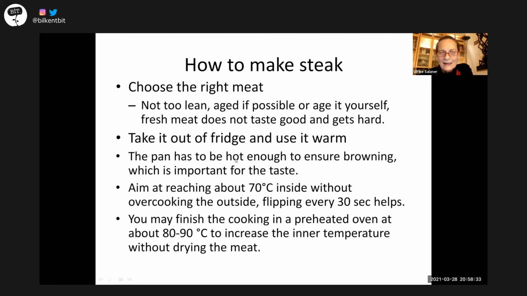The pan has to be hot enough to ensure browning. This has nothing to do with sealing in juices or anything. It's important for the taste. You want to get the browning reaction for the flavor, and aim at about 70 degrees inside. That's enough to make the proteins react. And avoid overcooking. Flipping it helps. And if you have a bigger piece of meat, as I said, you can sear it and then put it in the oven at low temperature and let it reach this 70 degrees inside, and you will get a tender and nice meat.